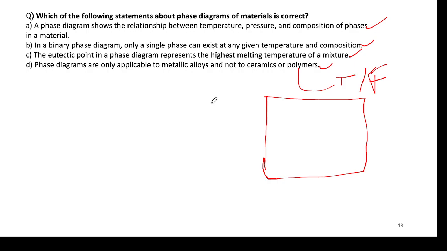Can we have a phase diagram for any material? It's a simple question. Or is it only applicable for metallic materials, metallic alloys, and not for ceramics and polymers? True or false?